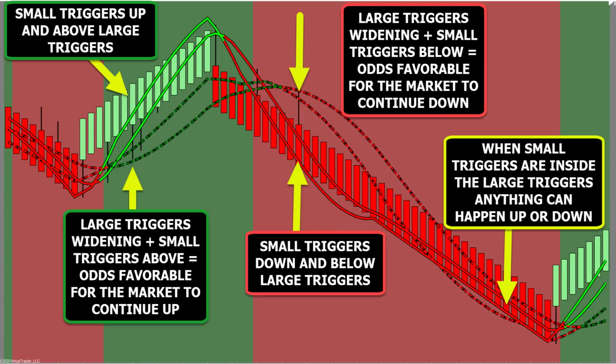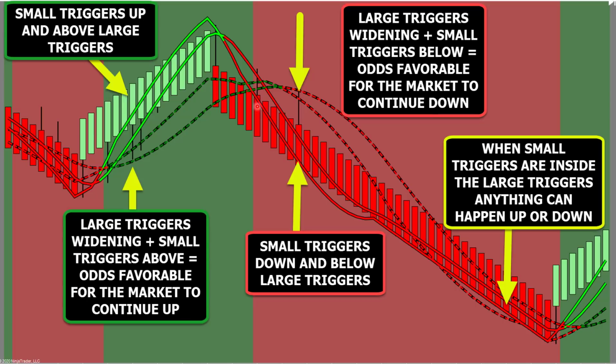Now, these trigger lines have some characteristics that make it very successful for us. If the small triggers are up, meaning crossed up, meaning green, and they're physically above green and crossed up large triggers, especially if they're widening, then the odds become very favorable in the short term for the market to continue up.